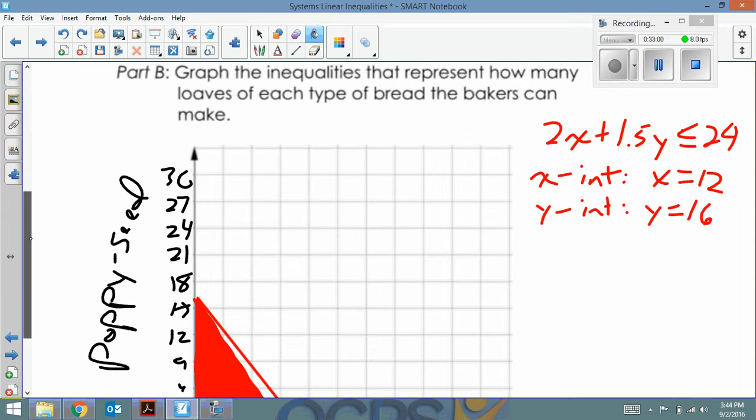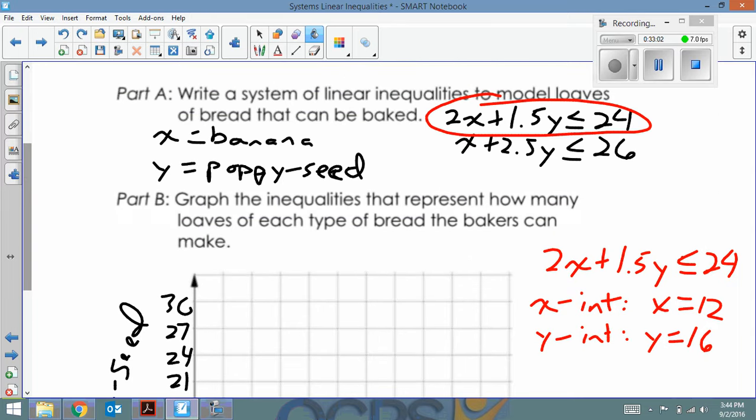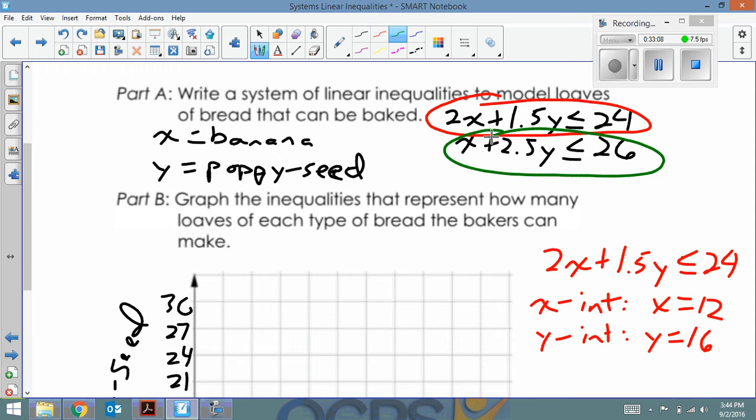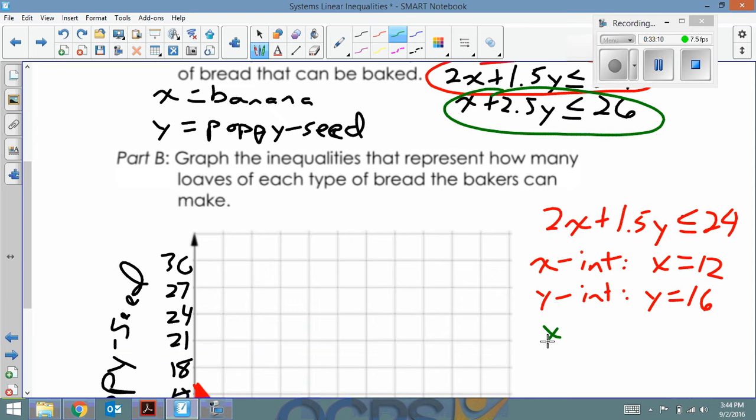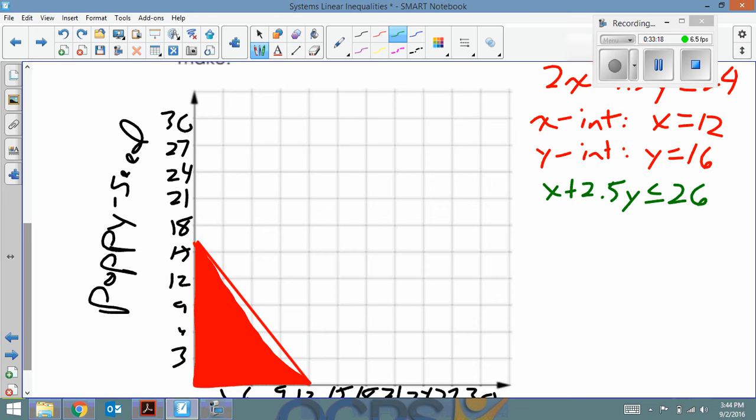Okay, the second equation that we had here was x plus 2.5y has to be less than or equal to 26. Okay, and again, I'm going to find my x and y intercept. So to find x, set y equal to 0. So the x-intercept is when x equals 26. To find my y-intercept, set x equal to 0. So 26 divided by 2.5 gives me a y-intercept of 10.4.